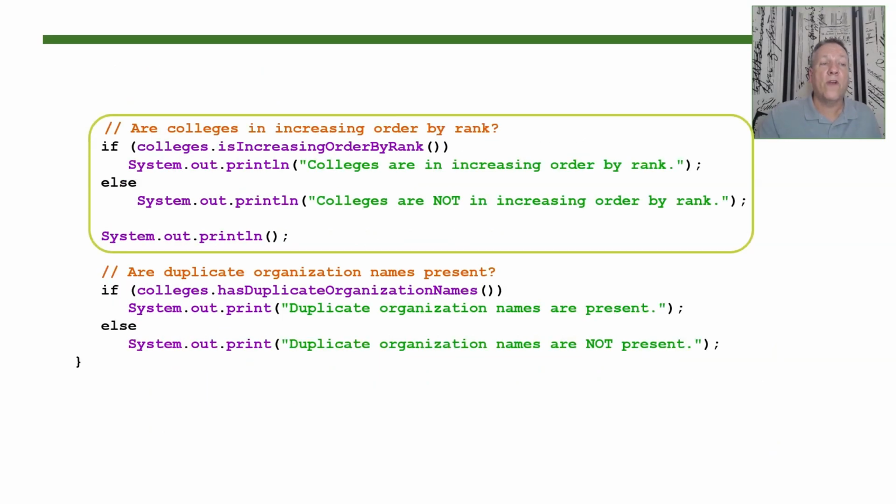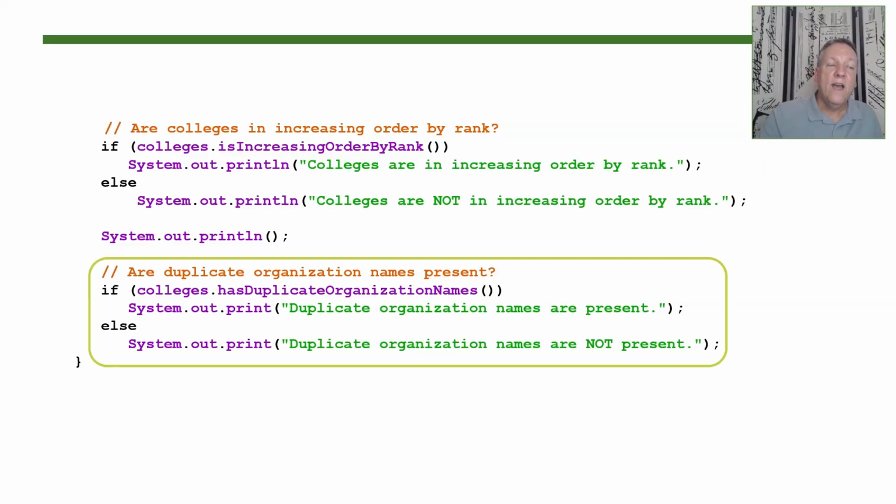Then I want to know, are the colleges in increasing order by rank? So I'm going to call colleges.isIncreasingOrderByRank. If it comes back true, I'm going to print out colleges are in increasing order. If it comes back false, because that's my Boolean expression, then I'm going to print out colleges are not in increasing order by rank. And then finally, I'm going to look at, are duplicate organization names present? Are there any two colleges with the exact same name? So I call colleges.hasDuplicateOrganizationNames. If it's true, I'll print out that duplicate organization names are present. But if it comes back false, I'll print out duplicate organization names are not present.